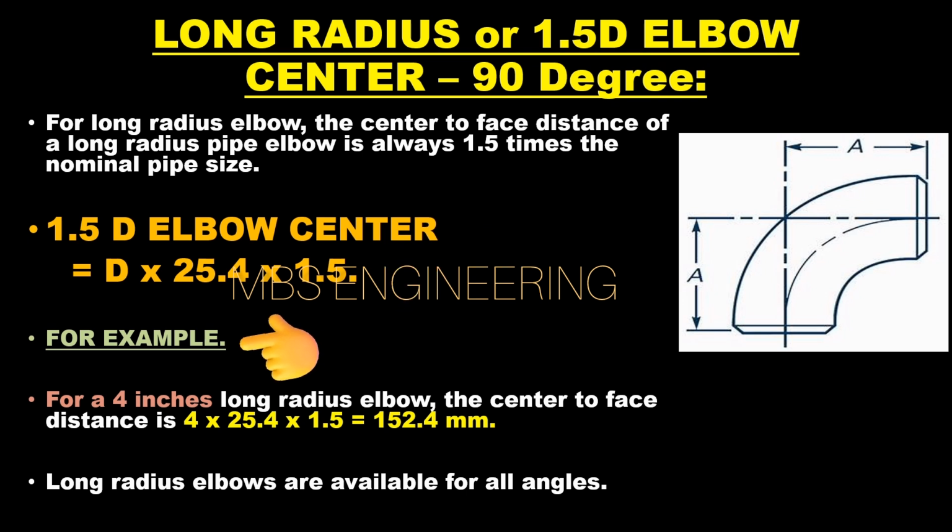Next, we will understand the sample example for 1.5D or long radius elbow center calculation. For 4 inches long radius elbow, the center to face distance or elbow center distance is 4 into 25.4 into 1.5, which is 152.4 millimeters. Next, long radius elbows are available for all angles.